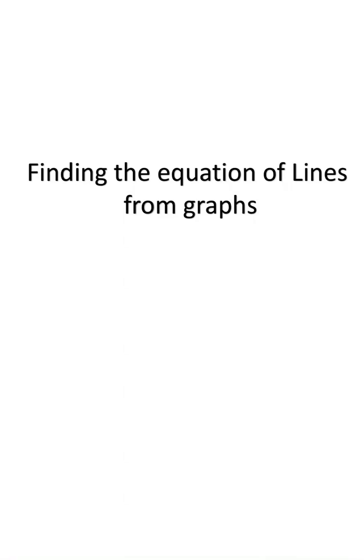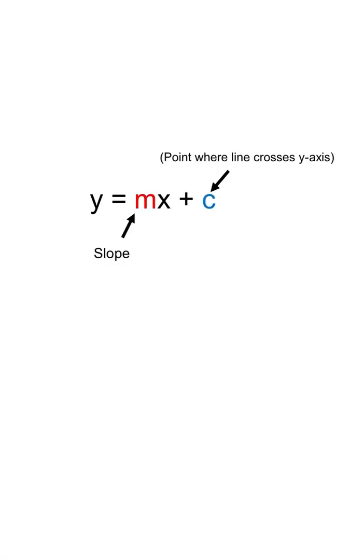In this video, we're going to be looking at finding the equations of lines from graphs. Now, the general equation of a line is y equals mx plus c. Now, m, that's the letter given for the slope of a line, and c, that's the point where the line crosses the y-axis. Now, it's very important that you learn this off by heart.